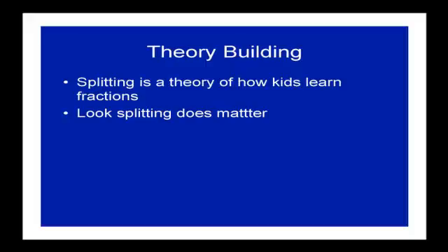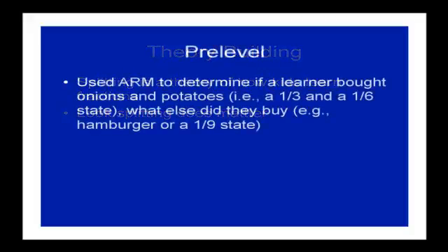Theory building. All right, we've got this theory of splitting. Hey, look, splitting does matter. Can we find some results that show that? So these are a preliminary association rule mining analysis. We looked at which states in the pre-level are associated with winning. It's kind of back to market basket: if you buy diapers and beer, what else do you buy, right? Everybody's favorite example.